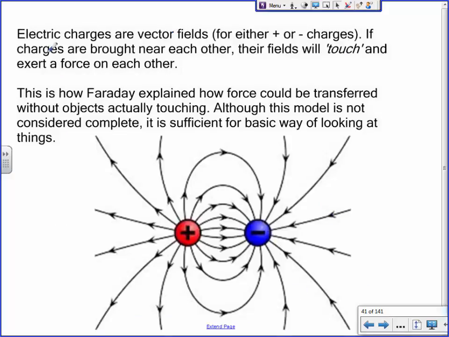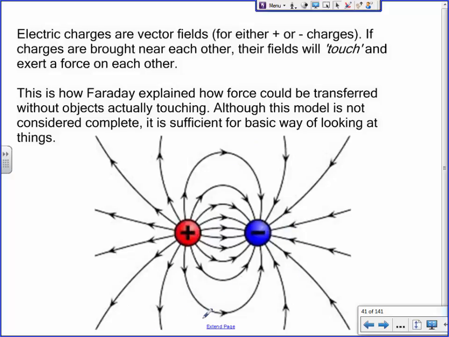So, electric charges then, we consider them to be vector fields. Okay, so we do care about direction. Direction matters greatly. Okay? And the idea is that if you bring some charges near each other, their fields would actually overlap. And there would be a force of attraction between each other. And so this is how Faraday thought that he could transfer force without actually touching, is that there must be some imaginary field going between these things.